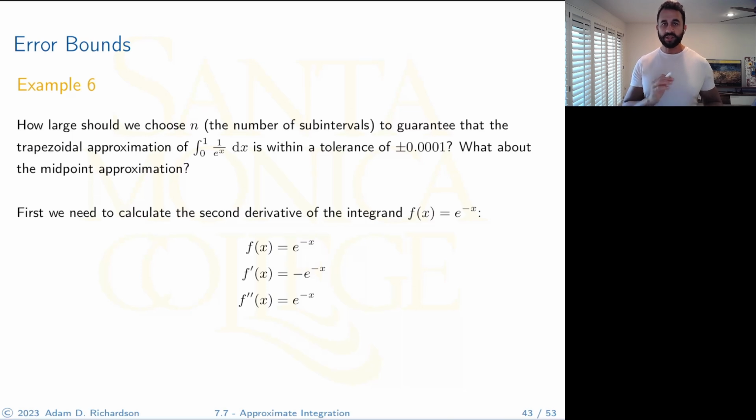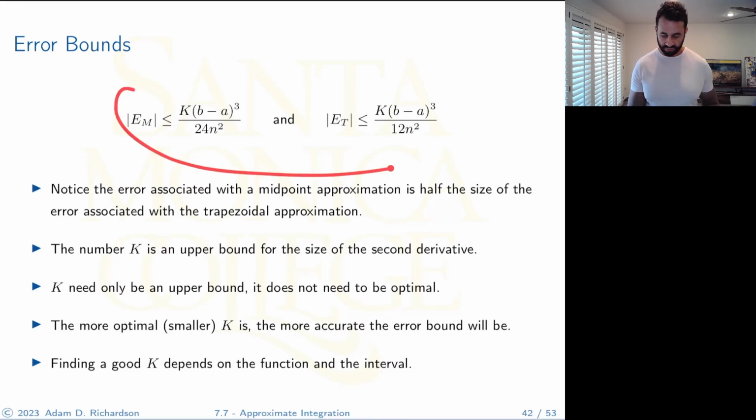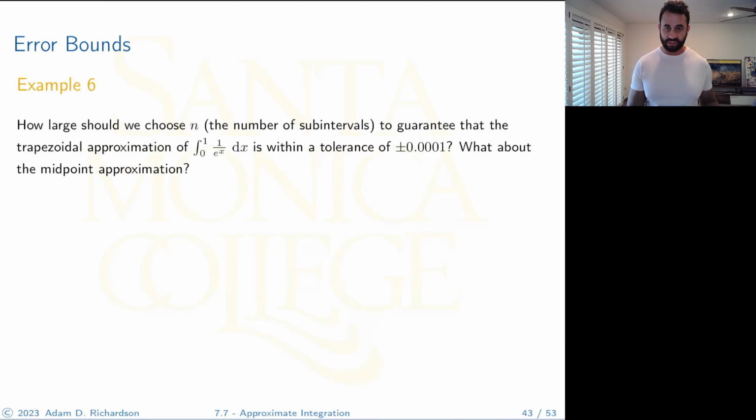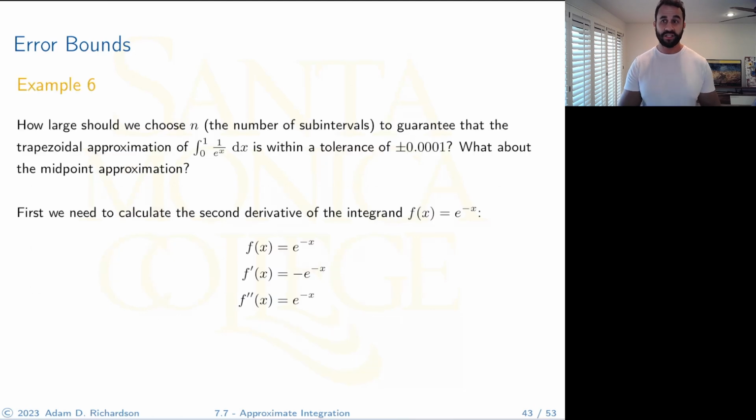All right, so if we want to find a bound on the error, or determine how large n is going to be, we're going to have to use those error bounds. We're going to have to use these formulas right here. But if we want to use those formulas, then we have to compute a second derivative. So that's the first thing we've got to do. Luckily, our function is not very difficult to differentiate. It's just e to the negative x. So the second derivative is e to the negative x. Now we need to find an upper bound on this function on the interval from 0 to 1.